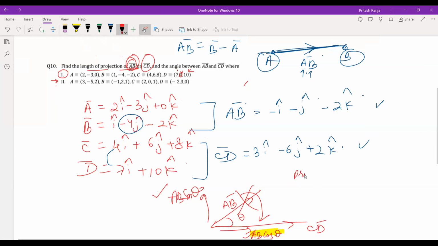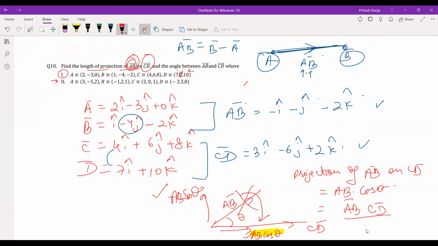So projection of AB on CD, that is AB cos theta. We have done this kind of question in the last class. AB cos theta, that means we can write it as AB dot CD divided by the magnitude of CD, right? Because this will be AB into CD into cos theta by CD, right? It will be the same thing.